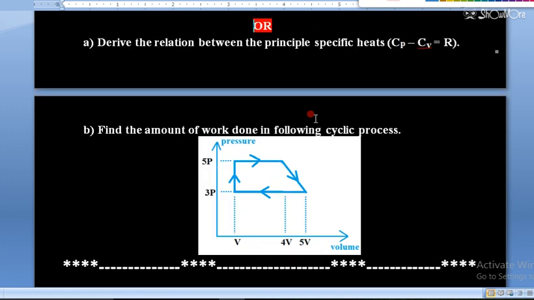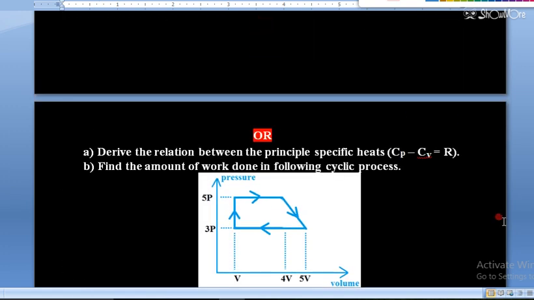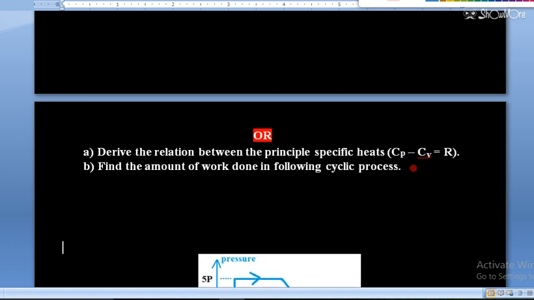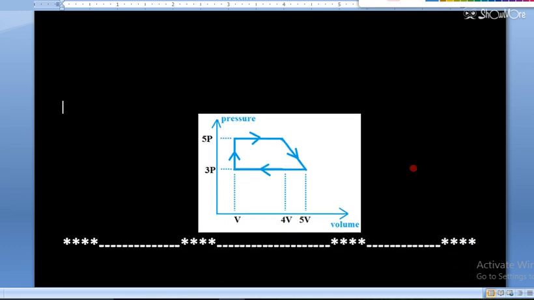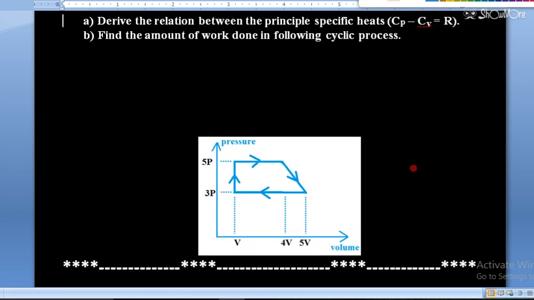Next is derive the relation between principal specific heats. Two types of specific heat we have studied: one is specific heat at constant pressure, and another is specific heat at constant volume, Cp and Cv. You have to derive the relation between Cp and Cv. For this you have to consider two processes, one isobaric and one isochoric, in which the internal energy change will be the same, so that will be cancelled out. So Cp minus Cv is equal to R. This is also called Mayer's formula.